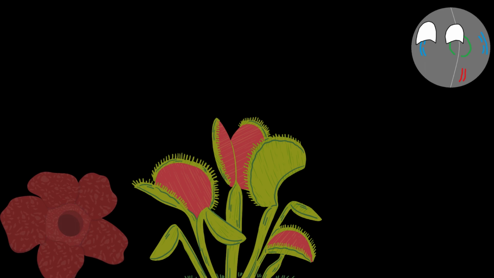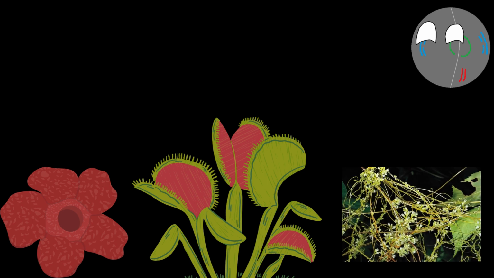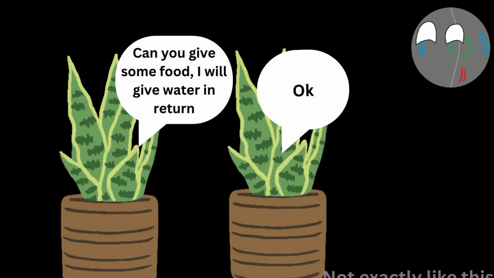So parasitic plants are also heterotrophic. So a few examples include the Venus flytrap, dodder, also known as cuscuta, and Rafflesia. Okay. So next, the last type are symbiotes. Symbiotes are groups of plants and or other organisms that help each other in some way or another.